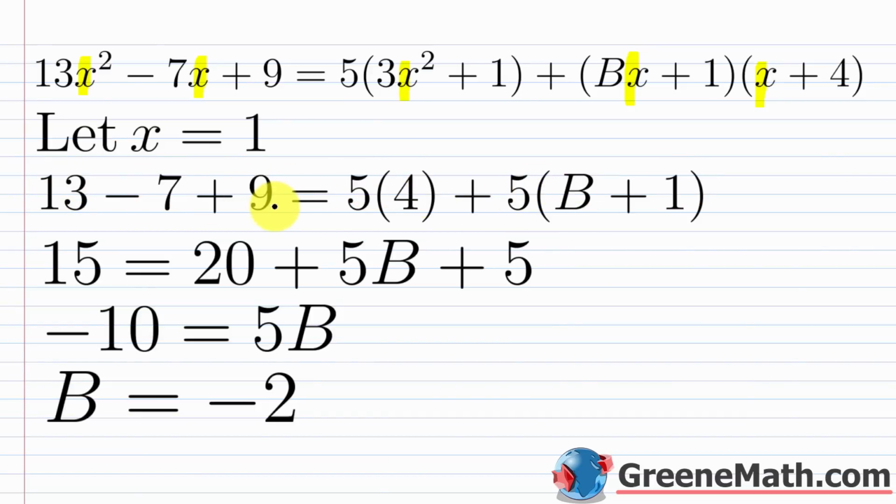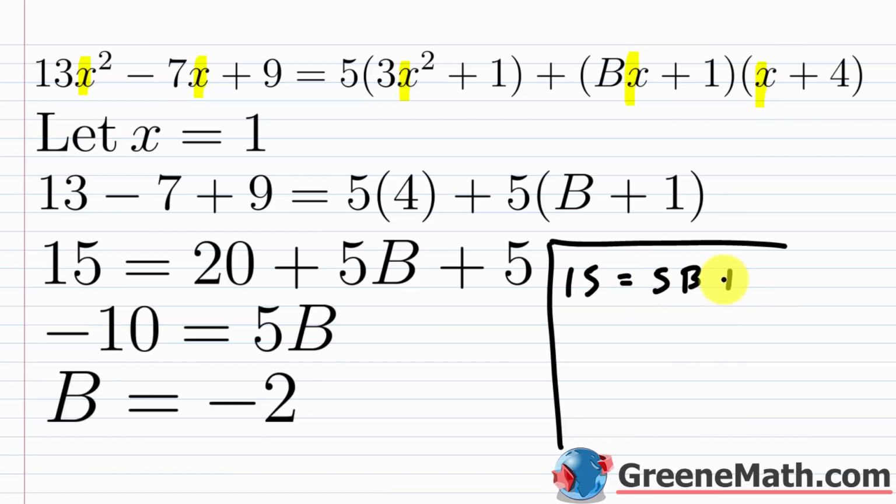If you simplify on the left, you just punch this into a calculator, you're going to get 15. And this equals, on the right, you're going to have 20 plus 5b plus 5. Now, 20 plus 5 is 25. Let me do this off to the side. This right here would end up giving you 15 is equal to 5b plus 25.